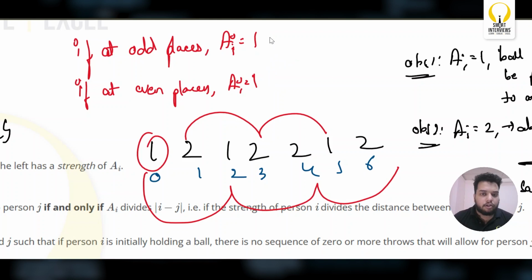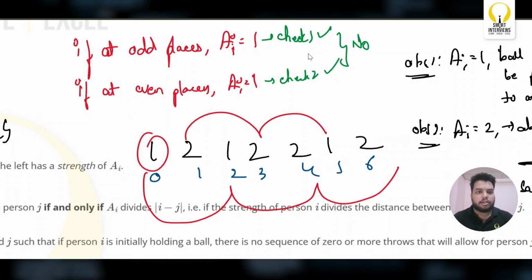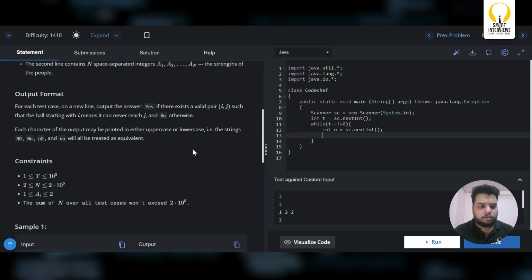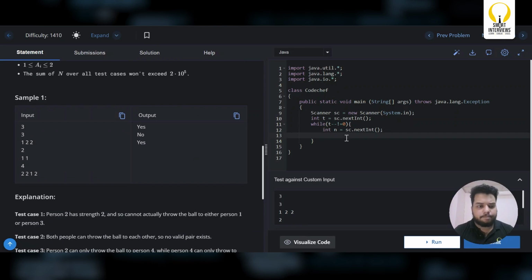So if I call this check 1 and this check 2, if these two are true, then there is no deadlock. If any one of these fails, it is obviously yes, there is a deadlock. Okay, let's code this up. In the code, as we all know, the input format says we need to also take the array, but we don't need the array. Why? Because we can directly get the answer.